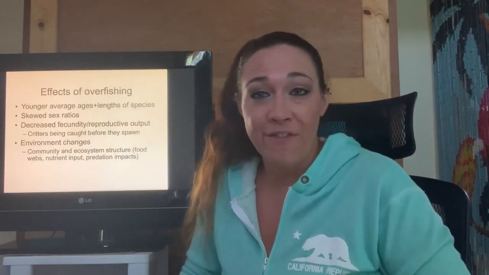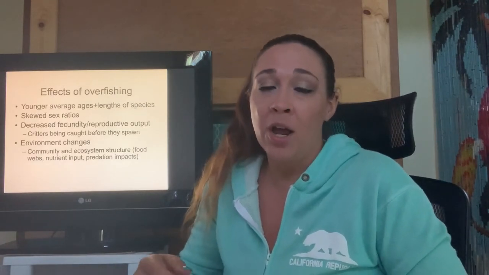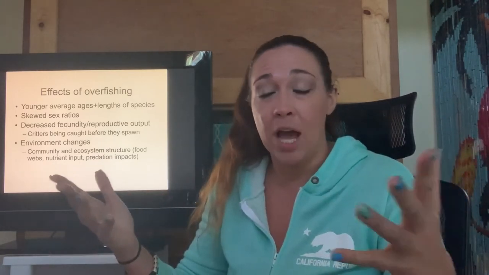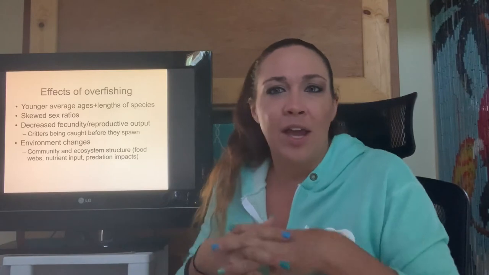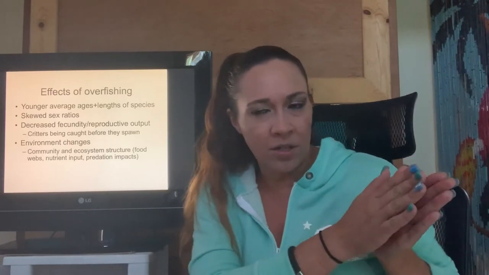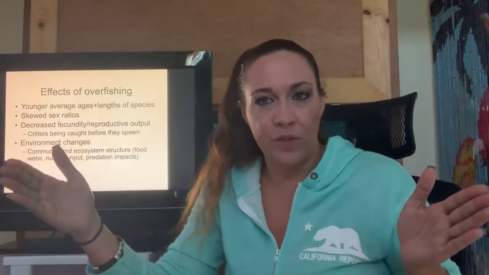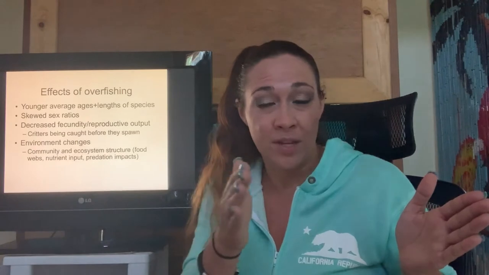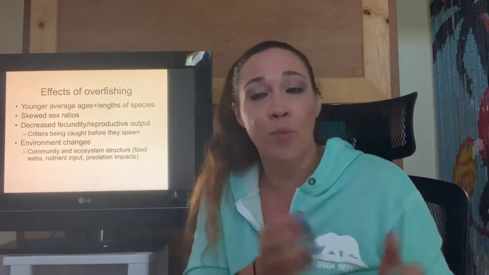All right. So some of the effects of actual overfishing are things like reduced numbers. Obviously, just straight up population decline. But you also usually have a younger average age. Normally you have the younger and the middle-aged and the older individuals in a population. Well, when you take all the larger ones, that's all the older ones. So now you're left with just a younger population.